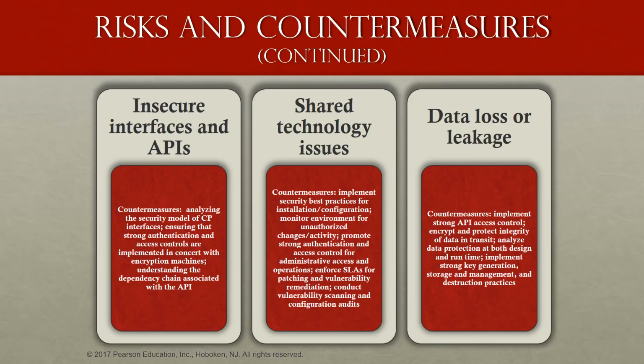Data loss or leakage. For many clients, the most devastating impact from a security breach is the loss or leakage of data. We address this issue in the next subsection. Countermeasures include the following. 1. Implement strong API access control. 2. Encrypt and protect integrity of data in transit. 3. Analyze data protection at both design and runtime. And 4. Implement strong key generation, storage and management, and destruction practices.